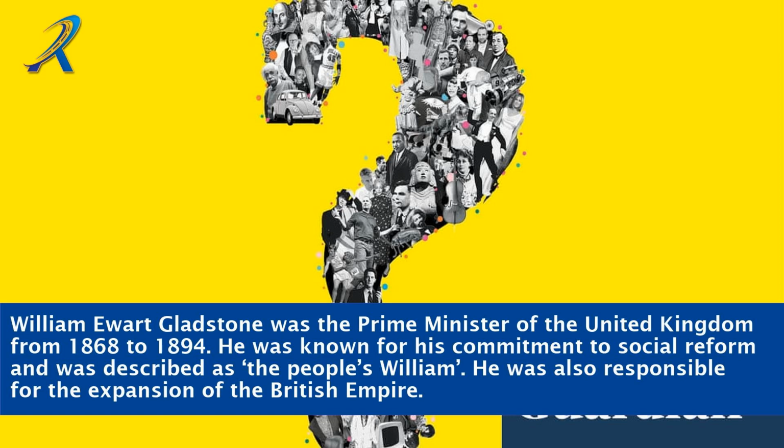William Ewart Gladstone was the Prime Minister of the United Kingdom from 1868 to 1894. He was known for his commitment to social reform and was described as the People's William. He was also responsible for the expansion of the British Empire.